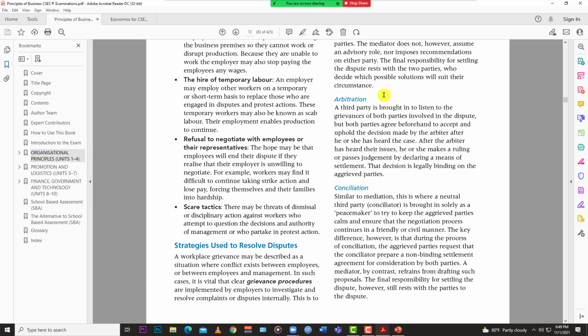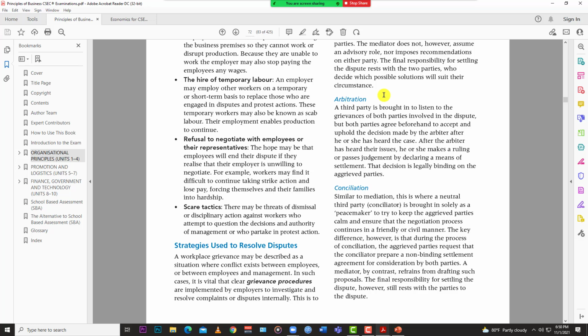What is arbitration? Right? Yes. So in arbitration, a third party is brought in to listen to the grievances of both parties involved in the dispute, but they have to agree beforehand that whatever the arbitrator says, whatever the arbiter says, we're going to settle with that one, right? And so they agree to that beforehand, so that nobody could say, well, he's on your side and whatever, and conflict still ensues. They agree beforehand, whatever the person says, we're going to stick with that, and you have some legal backing to that.